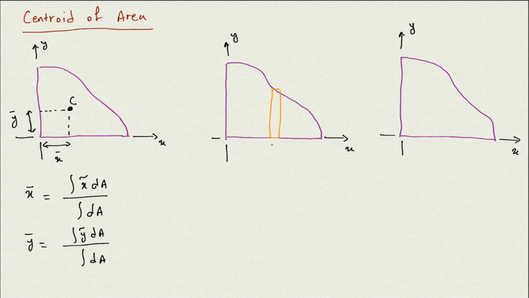So if this is my element here, it has the width of dx, and then also has the height of y. It's going to be y. And then it has a centroid here, sitting here, and that centroid has the x and y dimension. I need to find also those dimensions.